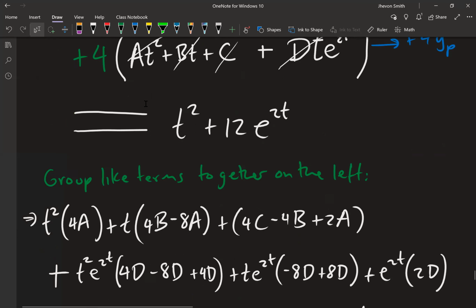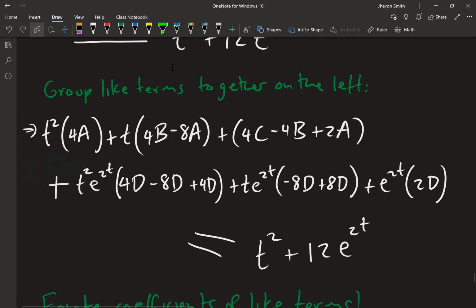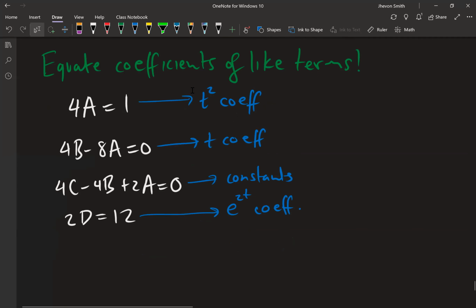Then the constants, there are no constants. So 4c minus 4b plus 2a equals 0. Then the t squared e to the t. Well, these guys cancel each other out, so I don't have to worry about it. These guys also cancel each other out. And finally, 2d must be equal to 12, and this comes from the e to the 2t coefficients. So now I have 4 equations, 4 unknowns. So you get a system of equations. So now you just solve the system.